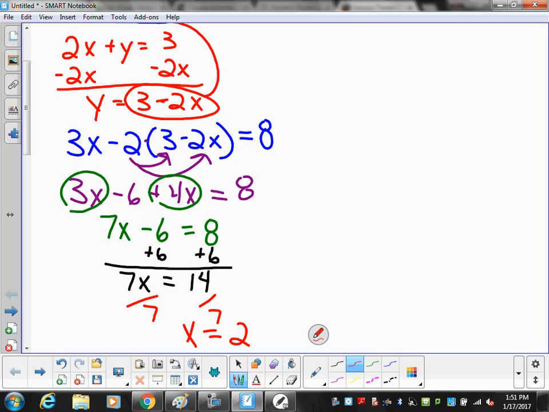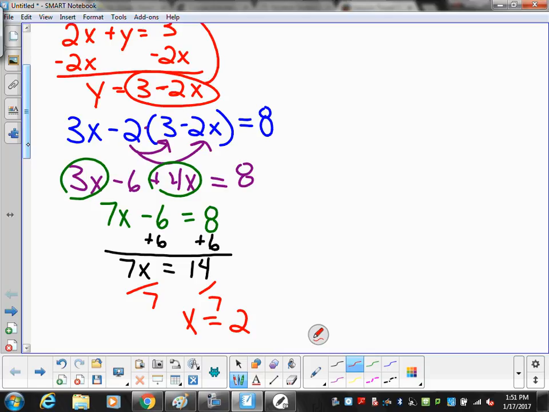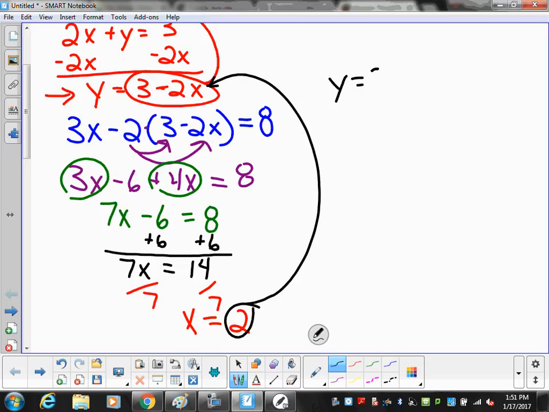Remember when I solve the system, I need to find both x and y. So I found half of mine. The second part of this is a lot shorter. Remember on my steps, step 2 said begin substituting what you know to find the values you do not know. So now I know that x is equal to 2. I had already solved for y, but I don't have an exact value. So I'm going to substitute my value for x in for x in that equation. So y equals 3 minus 2 times 2, because x was equal to 2.